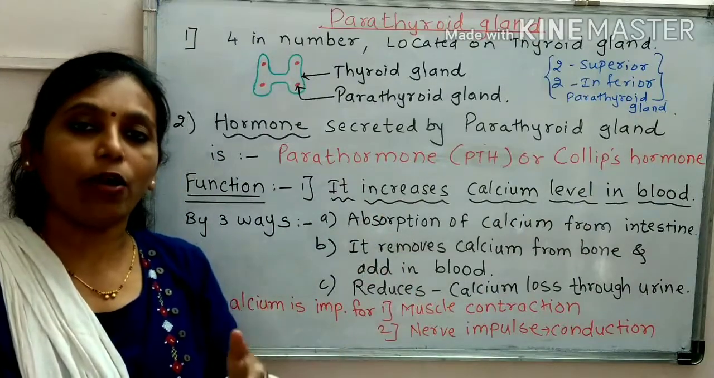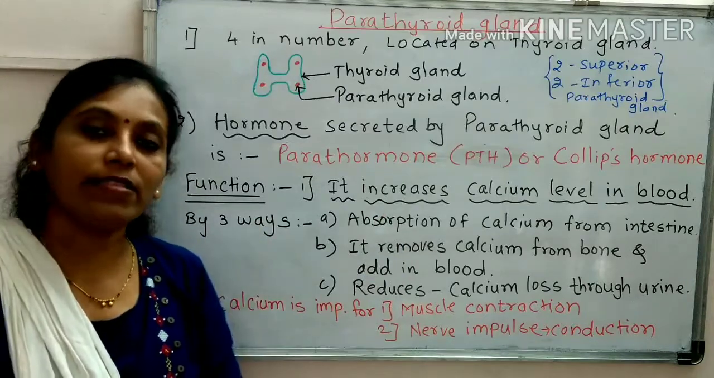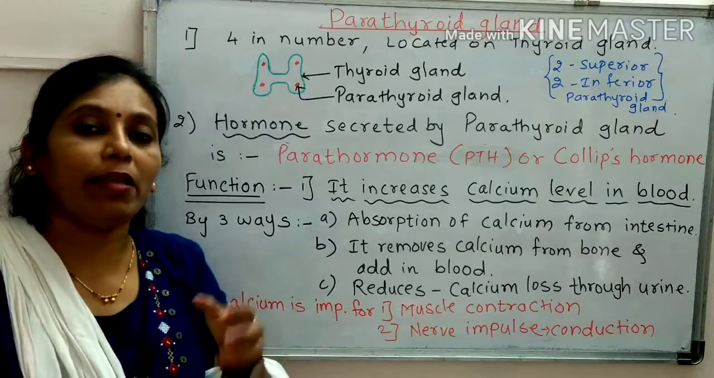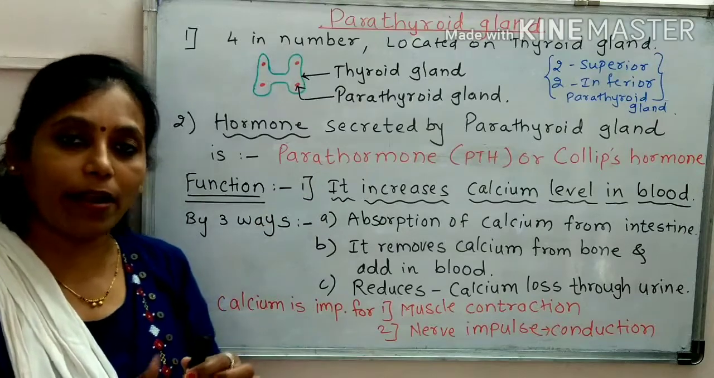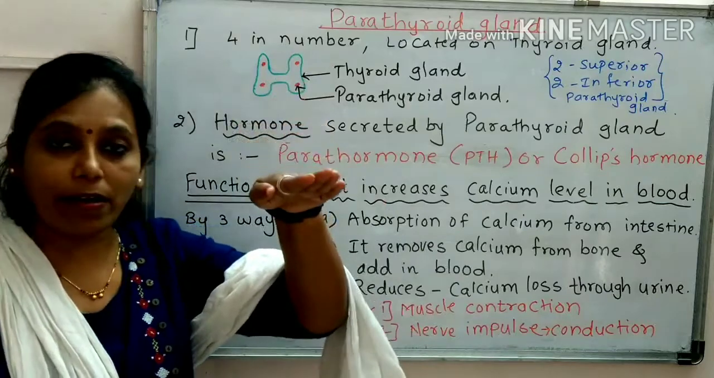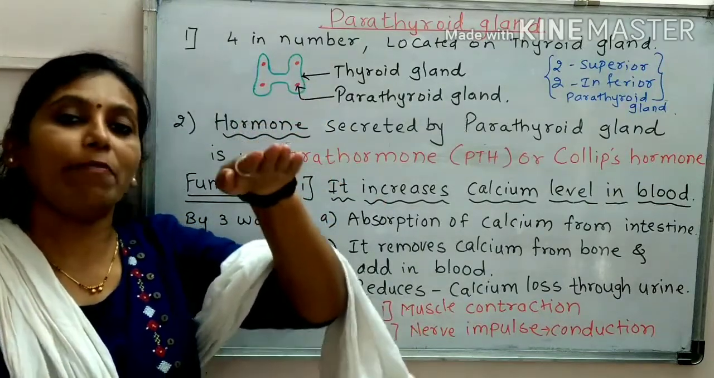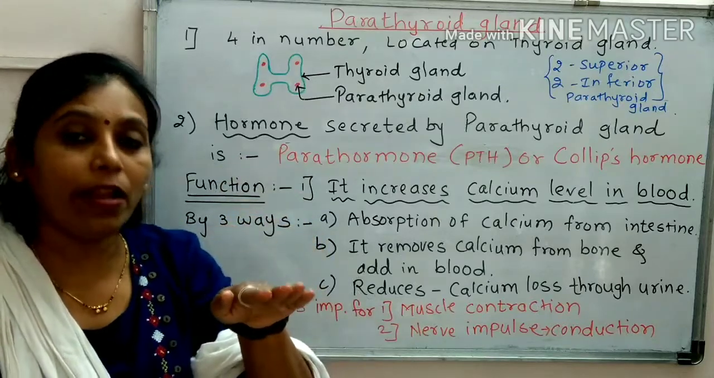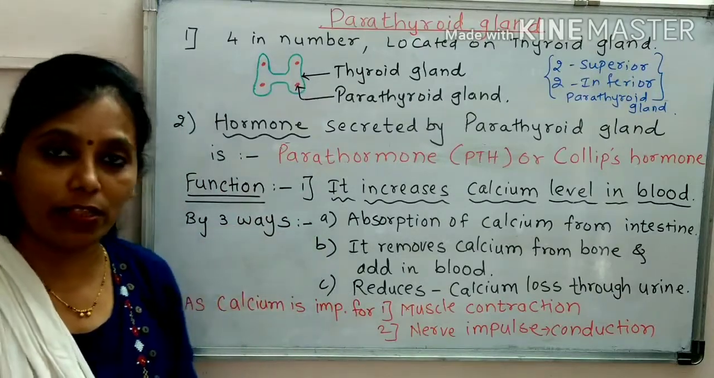We know that one important hormone, calcitonin, is secreted by the thyroid gland, particularly by C cells, which reduces the calcium level in the blood, and this hormone increases the calcium level in the blood. It means these 2 hormones, calcitonin and parathormone, maintain the calcium level in the human body. So they are antagonistic to each other.